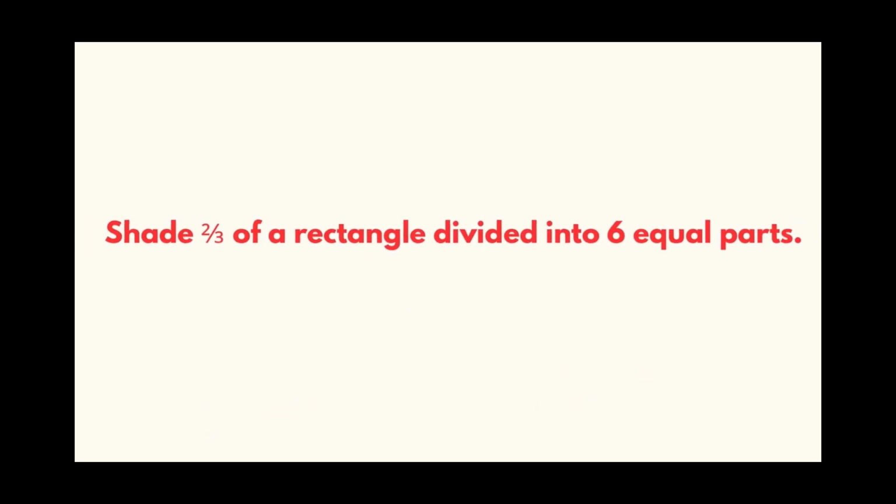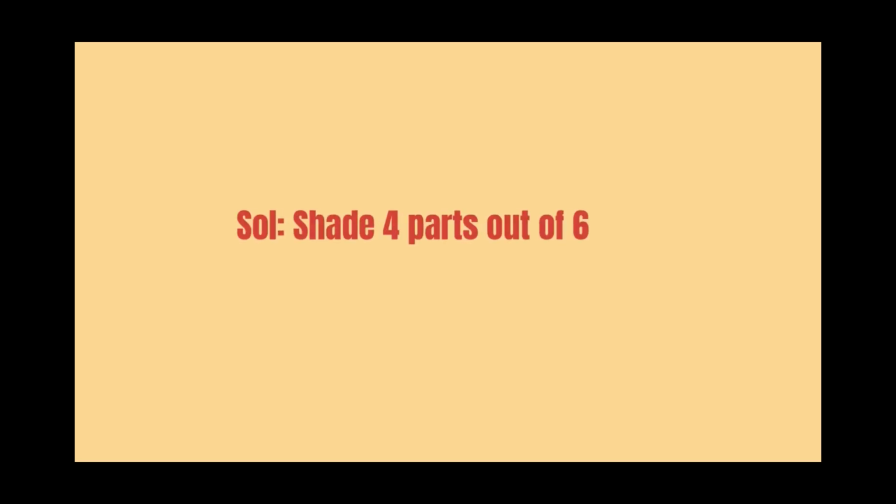Okay. Next, we have to shade 2 by 3rd of a rectangle. The rectangle is already divided into 6 equal parts and we have to shade 2 by 3rd of it. So 2 by 3rd of 6 will be how many parts we have to shade? 4 equal parts. Shading 4 parts out of 6. Okay, now I think you got it. That is what fractions are in real life. See you in the next session.